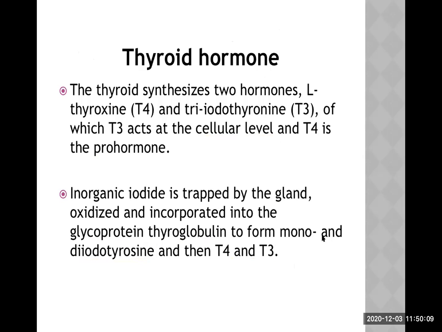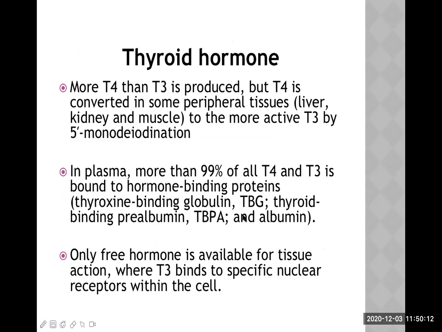Okay, so let's move on. Now, let's talk something more about thyroid hormone. More T4 is synthesized by the thyroid gland. There's no doubt about it. T4 is in overwhelming concentration compared to T3. But this T4 is converted in peripheral tissues like liver, kidney, and muscle to T3. Then T3 will act there. The process is known as 5-mono-deiodination, because one molecule of iodine is removed from there.